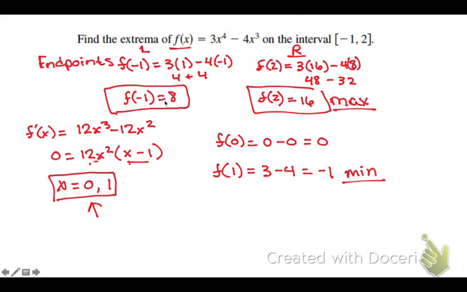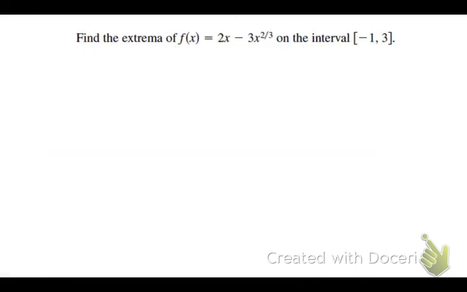Okay, so the next one, I'm just going to show you. The first thing you're going to do is endpoints, yes? And then you're going to find the derivative. Then you're going to set the derivative equal to 0. Then you're going to plug your zeros back into the original function, and you're going to identify the absolute max and min. Exactly like those. There are so many problems because you need to practice the routine and get it down.